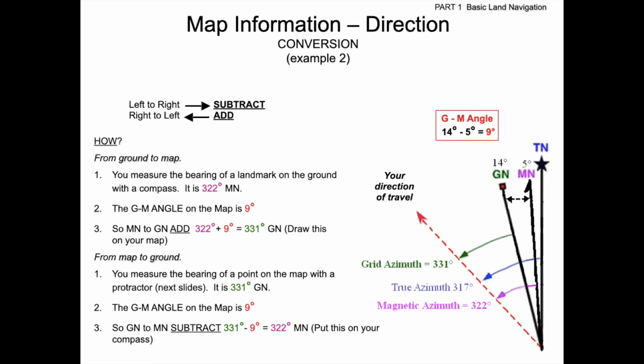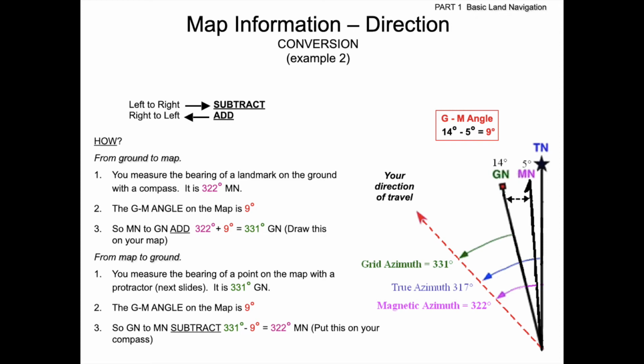Okay. Number 3, so magnetic to grid. If we look at our graphic up at the top, we're going from magnetic to grid, which is right to left, right? So we're going to add. So 322 degrees was our original magnetic azimuth. We're going to add our GM angle, and we're going to get 331 degrees.